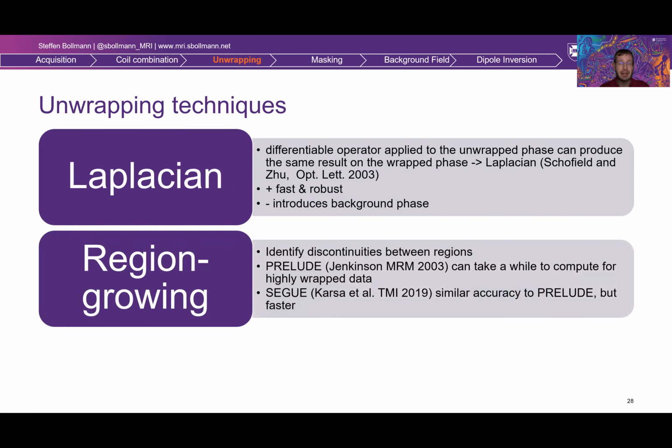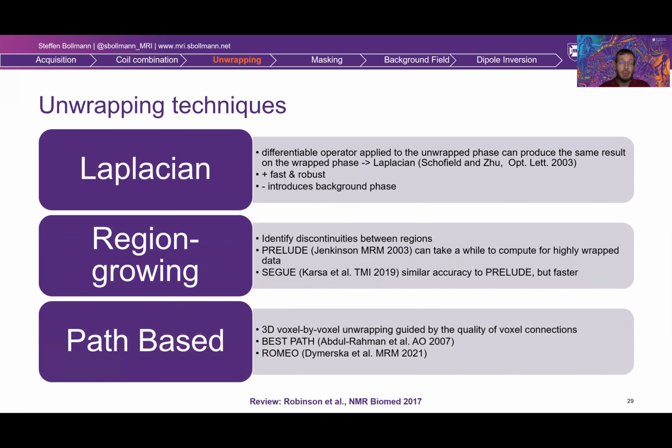Region growing identifies discontinuities between regions and unwraps them step by step. The problem is that this takes some time. So recent techniques like SEGUE are speeding this up significantly. Path-based unwrapping is guided by the quality of voxel connections. And the recent example here is the ROMEO technique that's fast and works very well.